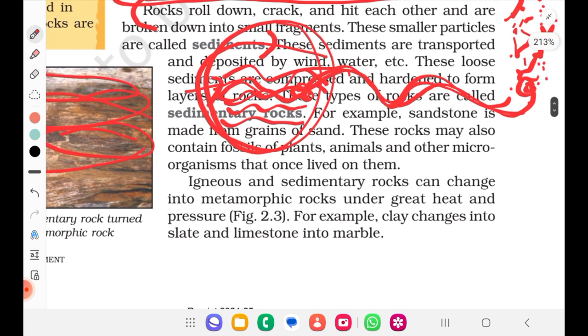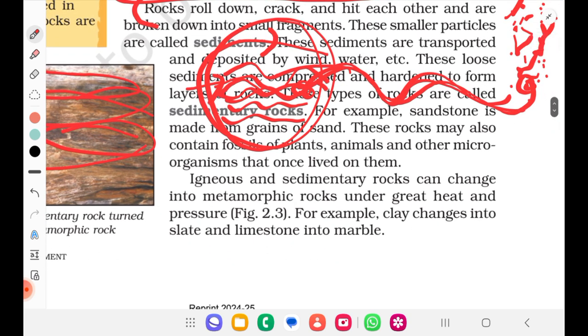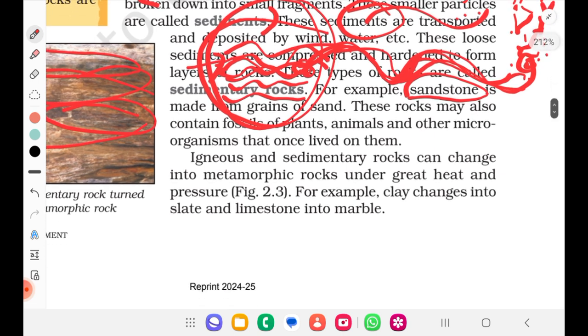It is sedimentary rock. In sedimentary rock, what do you want? You want sediments to form. That means you want the rock to crack and break down, then it has to be transported, then deposited in layers. For example, sandstone. Sandstone is made from grains of sand. These rocks may also contain fossils of plants. When they are carrying sediments, they can also carry fossils, right? Fossils of plants, animals and other microorganisms that once lived on them. So an example of sedimentary rock is sandstone.